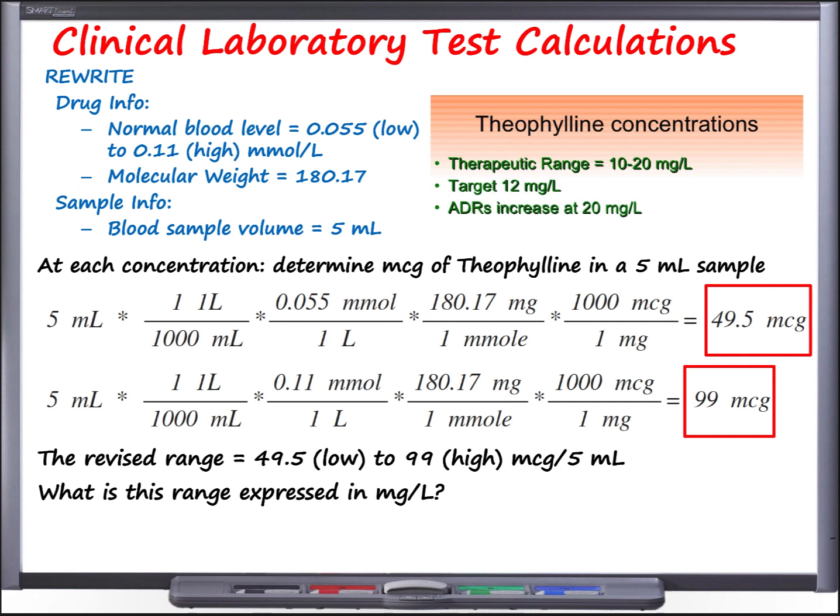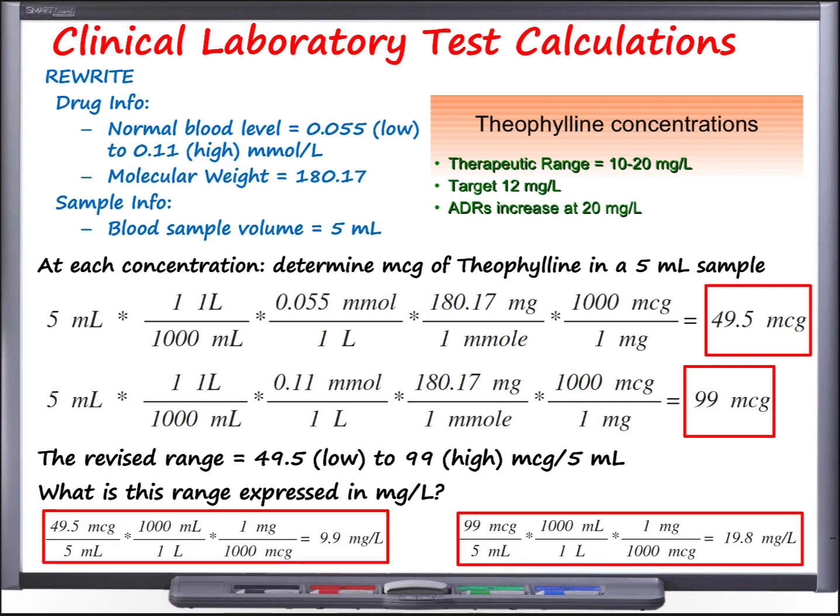That's the answer to this question, but I wasn't happy. I wanted to go a little further. Because, for example, on the top here on the right, I show you how you would normally see theophylline concentrations expressed. In this country, you would see them in milligrams per liter, not per 5 milliliters. So let's take our answers and go one step further and see if we match where it says their therapeutic range is 10 to 20 milligrams per liter. Is that what we actually calculated?